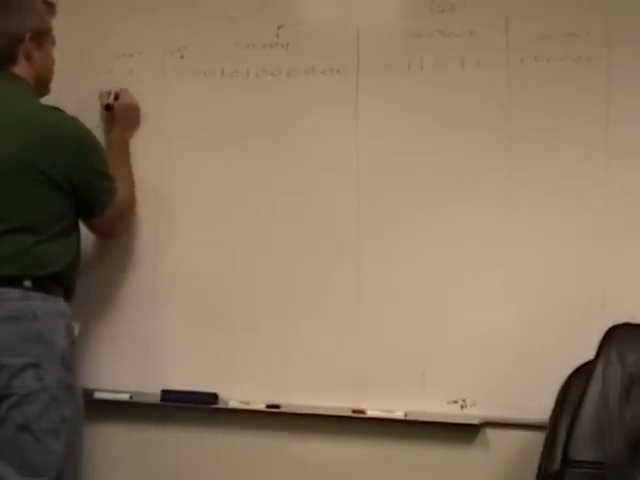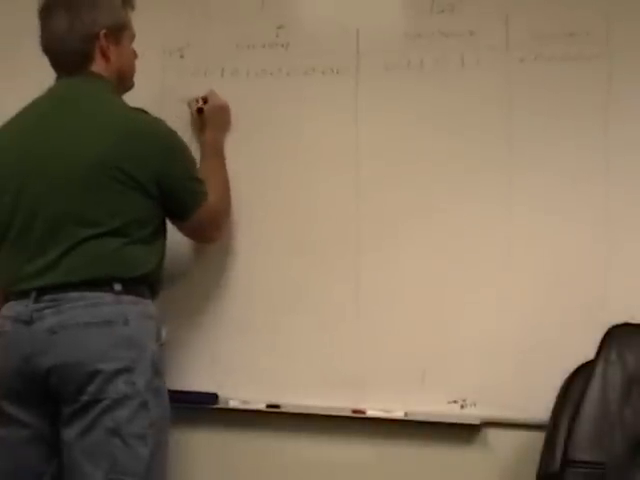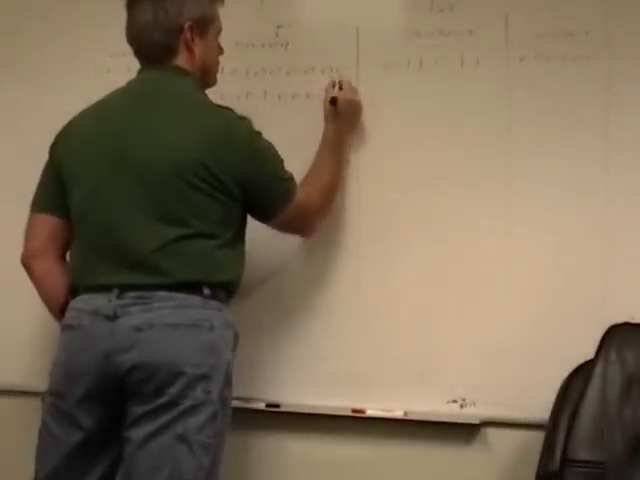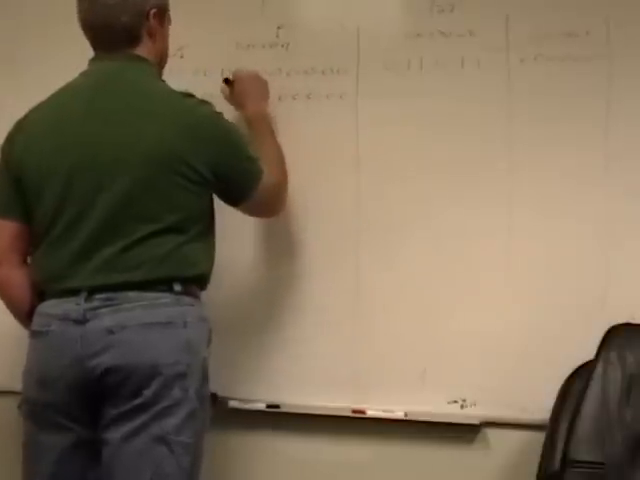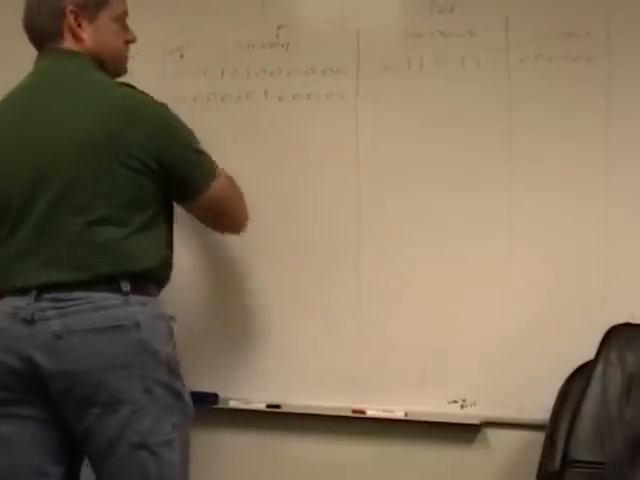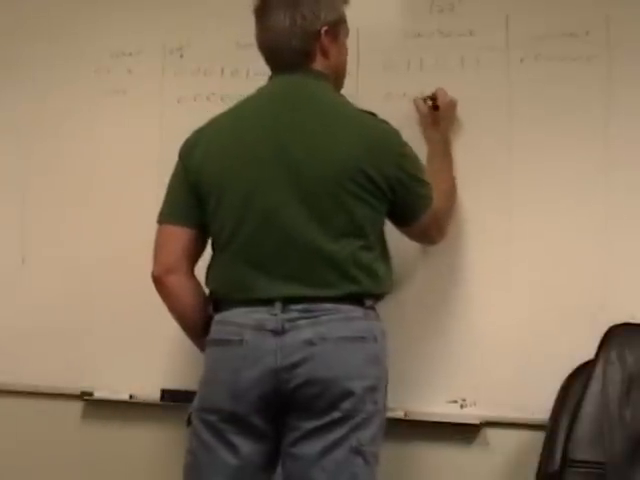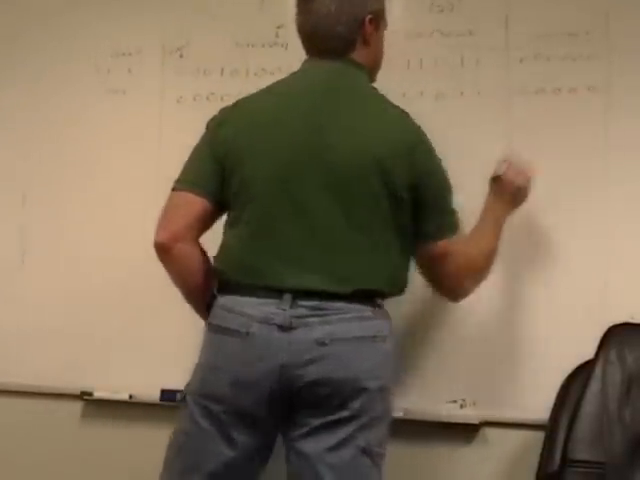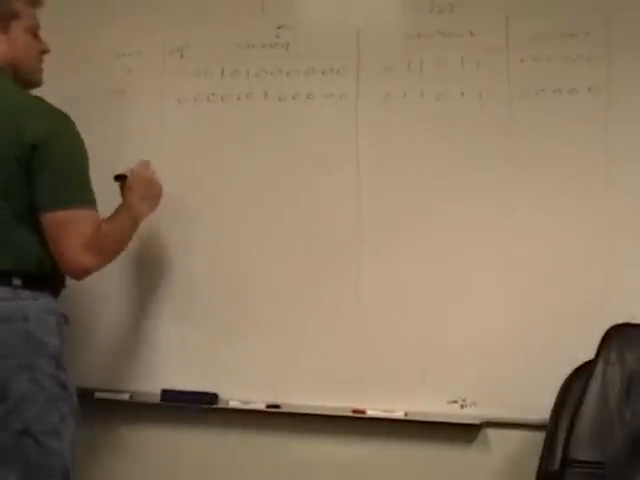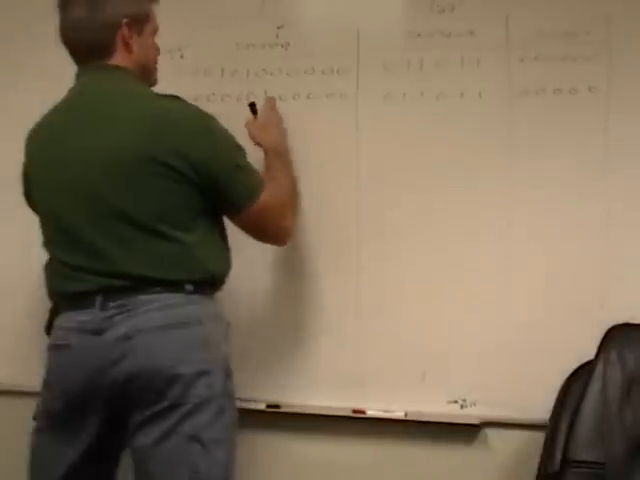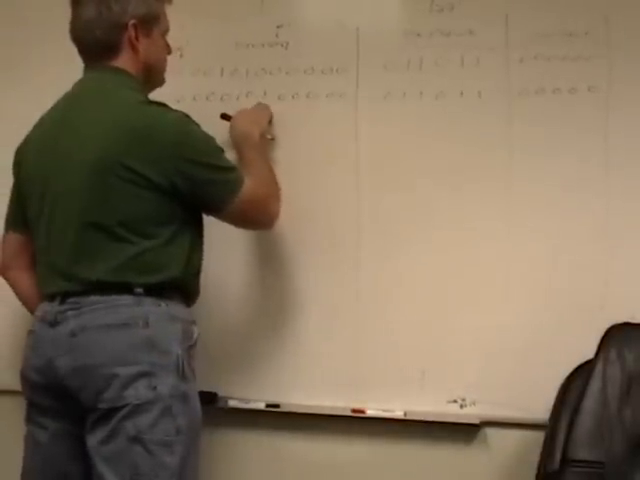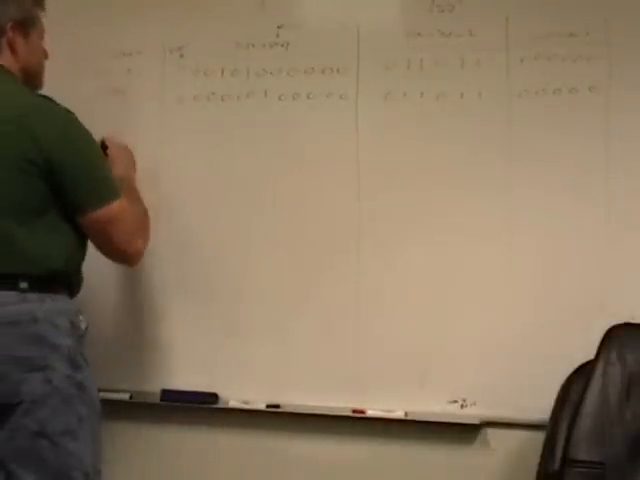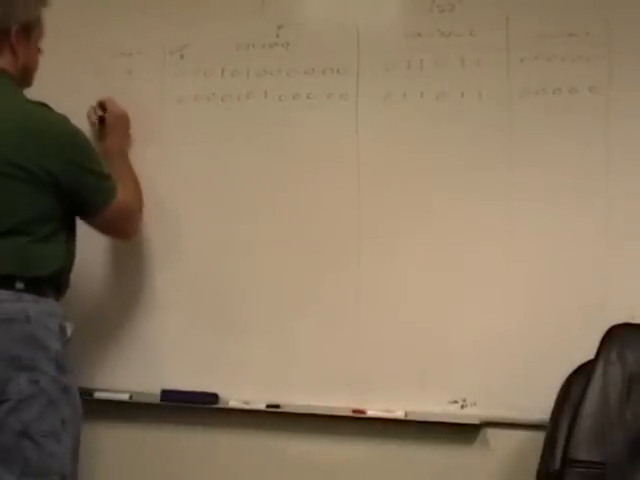I right shift: 1, 0, 0, 0, 0, 1, 0, 1. Make sure I'm not losing my columns. Nothing changes. Is this number, 5 zeros, 101, smaller than this number? No, it's not. So, oh, and I decrement my count.